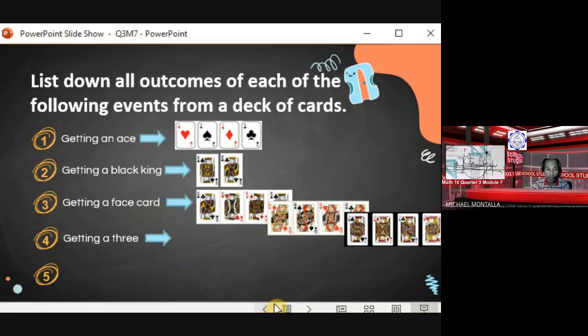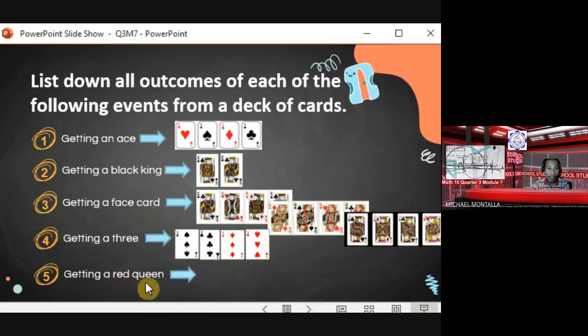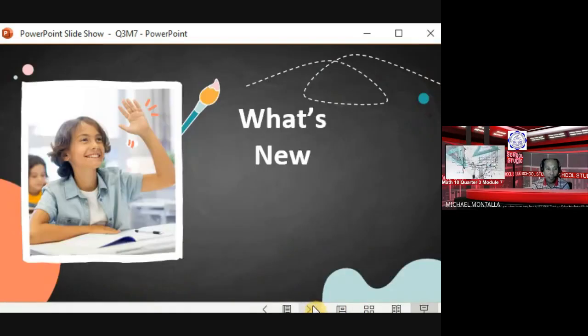Next, number 4, getting a 3. Yung number na 3, of course, we have 4 cards, one for each kind of category or card. Number 5, getting a red queen. When we are talking about a red queen, we have the diamonds and hearts, so we have 2 queens for there. Okay, did you get this one? I hope so. Yes po. Okay, let's proceed further.